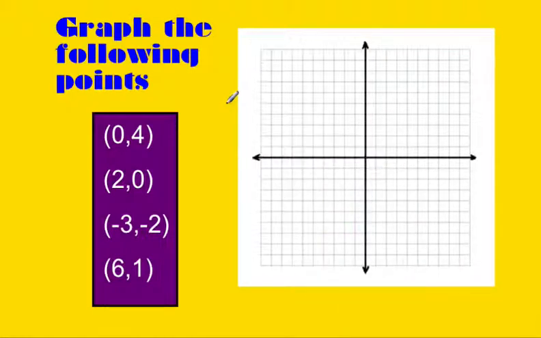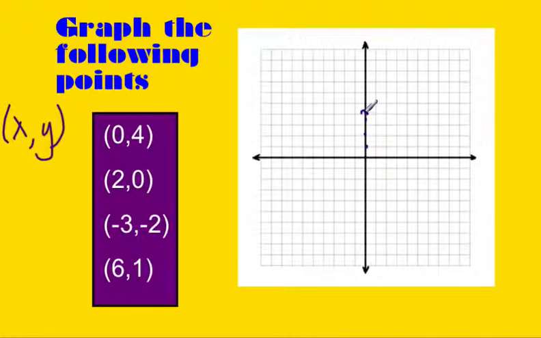So then we're going to go over 0. Okay, so that's my x. Remember, points go x, then y. So I'm going over 0, up 4. So that's up 1, 2, 3, 4. So I just went up 4 here, and I'm going to plot that point. So that's my first point.